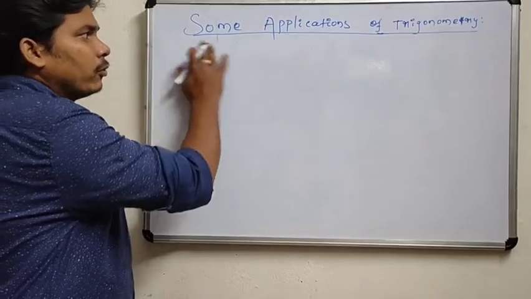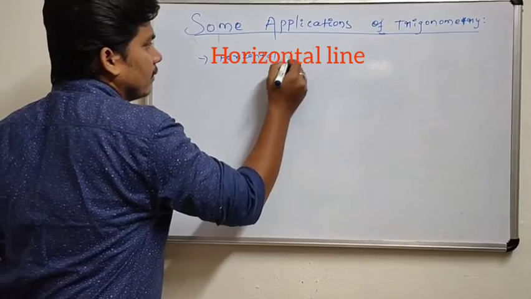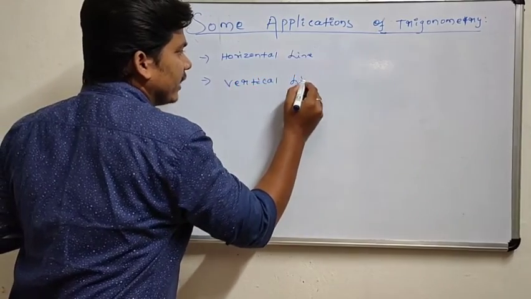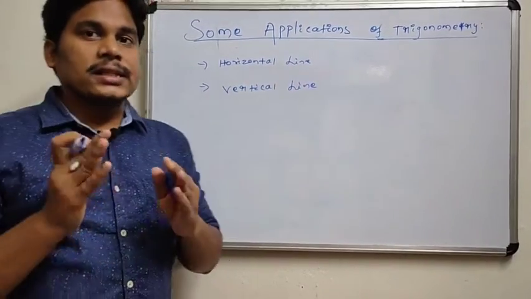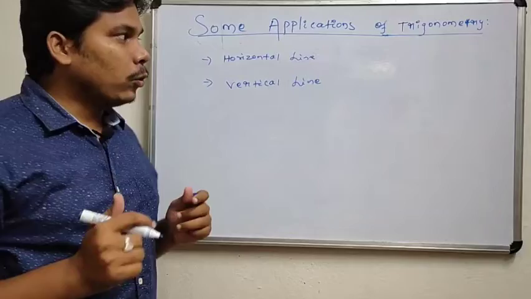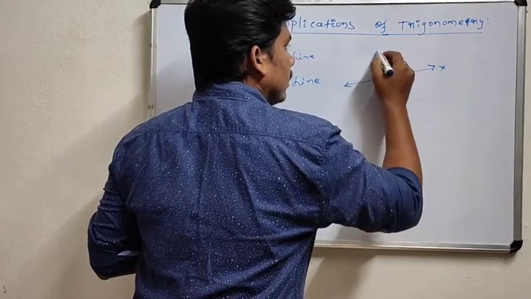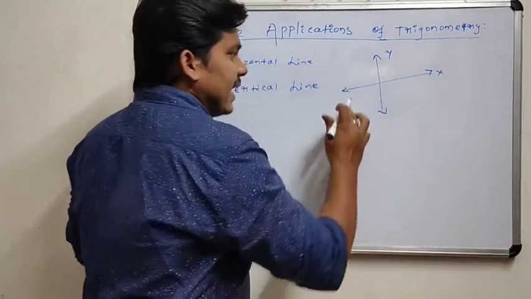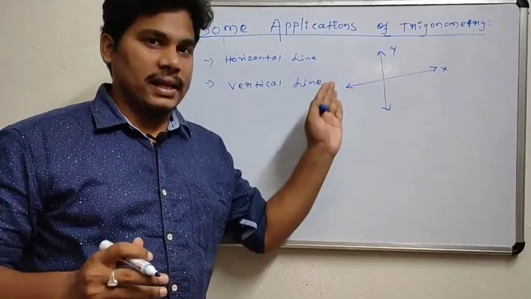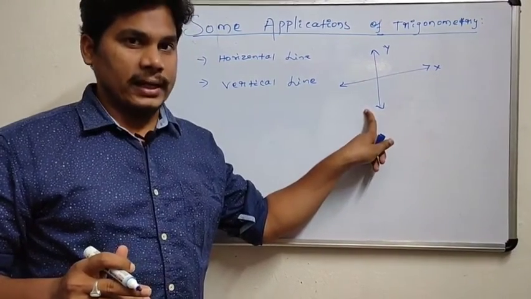Before going to the concepts, first I will say some sub-concepts, that is the horizontal line and vertical line. What is a horizontal line and vertical line? If you recall the 7th chapter of your mathematics textbook, that is coordinate geometry, there are two axes, the x-axis and y-axis. This x-axis is nothing but a horizontal line, and this y-axis is nothing but a vertical line.